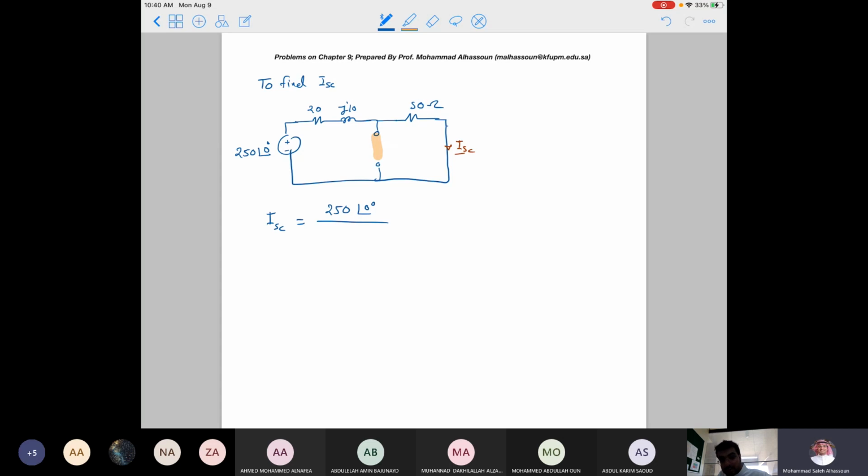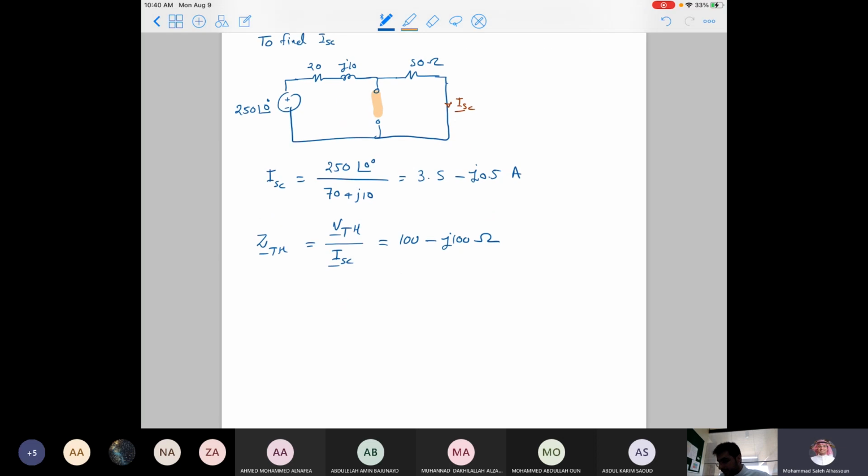Divided by the summation, which is 20 plus 50, which is 70, plus J10. And this is going to give you 3.5 minus J5 amps. So now you know the Thevenin resistance, you know the short circuit current, so you can find the Thevenin impedance. The Thevenin impedance will be the Thevenin voltage divided by the short circuit current. If you do that, you will end up with 100 minus J100.